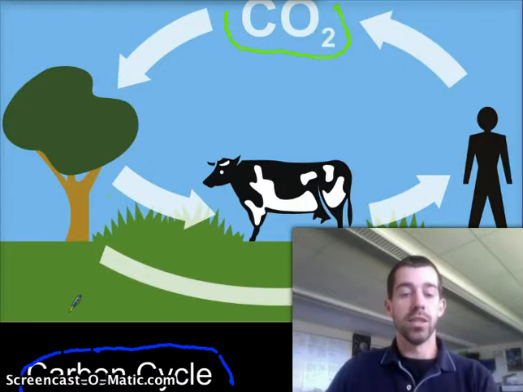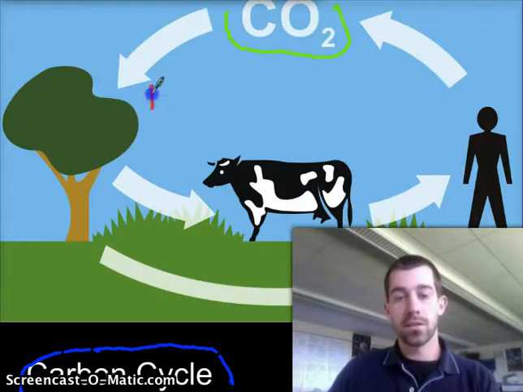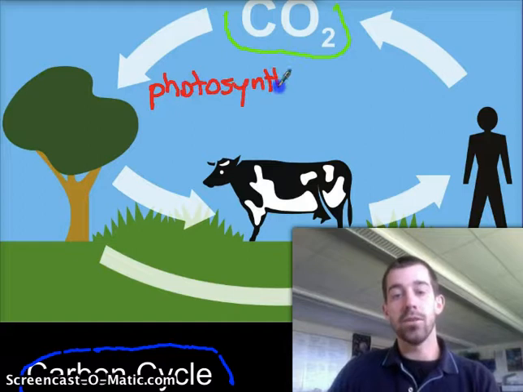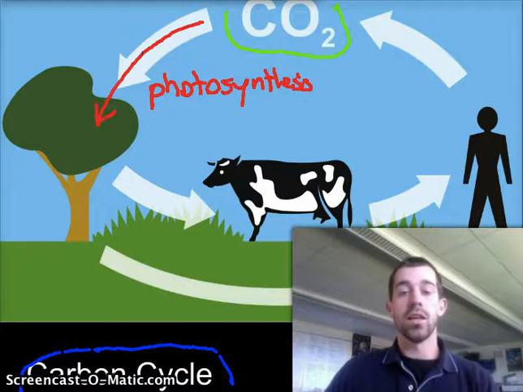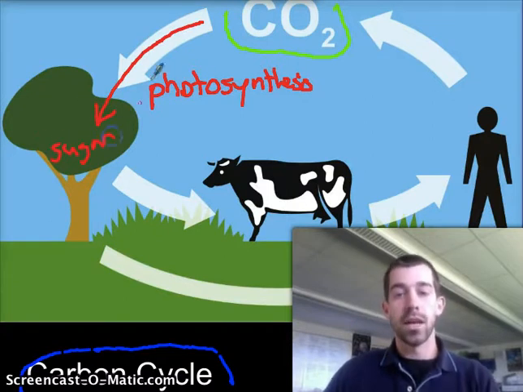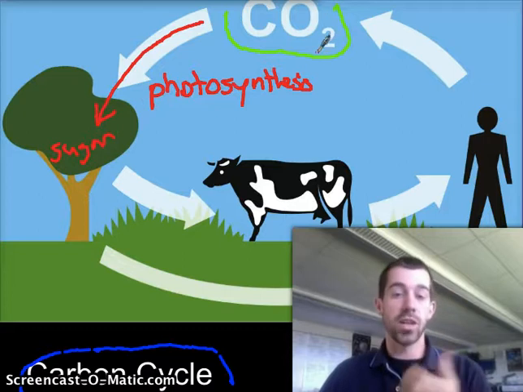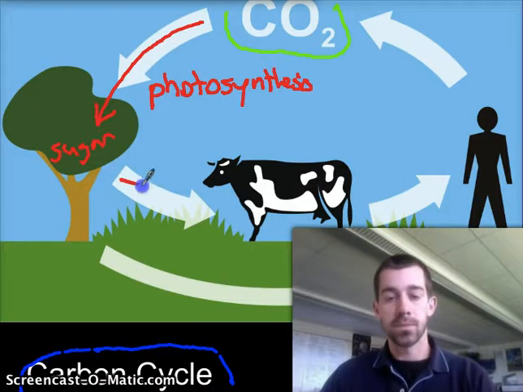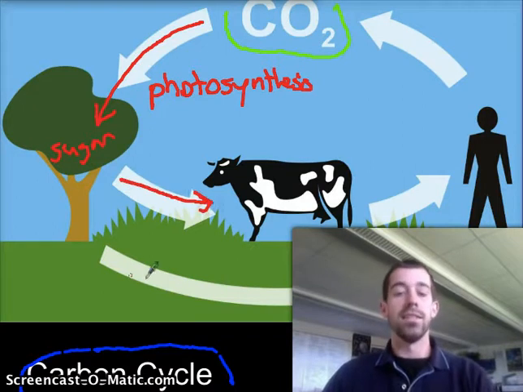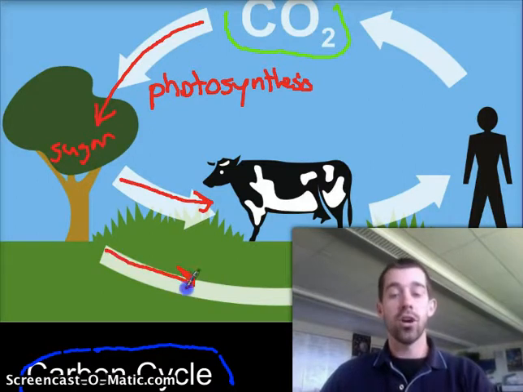And plants, when they do photosynthesis, will pull that carbon dioxide out of the atmosphere and use it and put it into sugars inside of the plant. Now those carbons and oxygens are not destroyed, they're just combined with other things. And when that plant gets eaten by a cow, for example, or when the plant dies, that carbon goes into the soil or it goes into the cow.